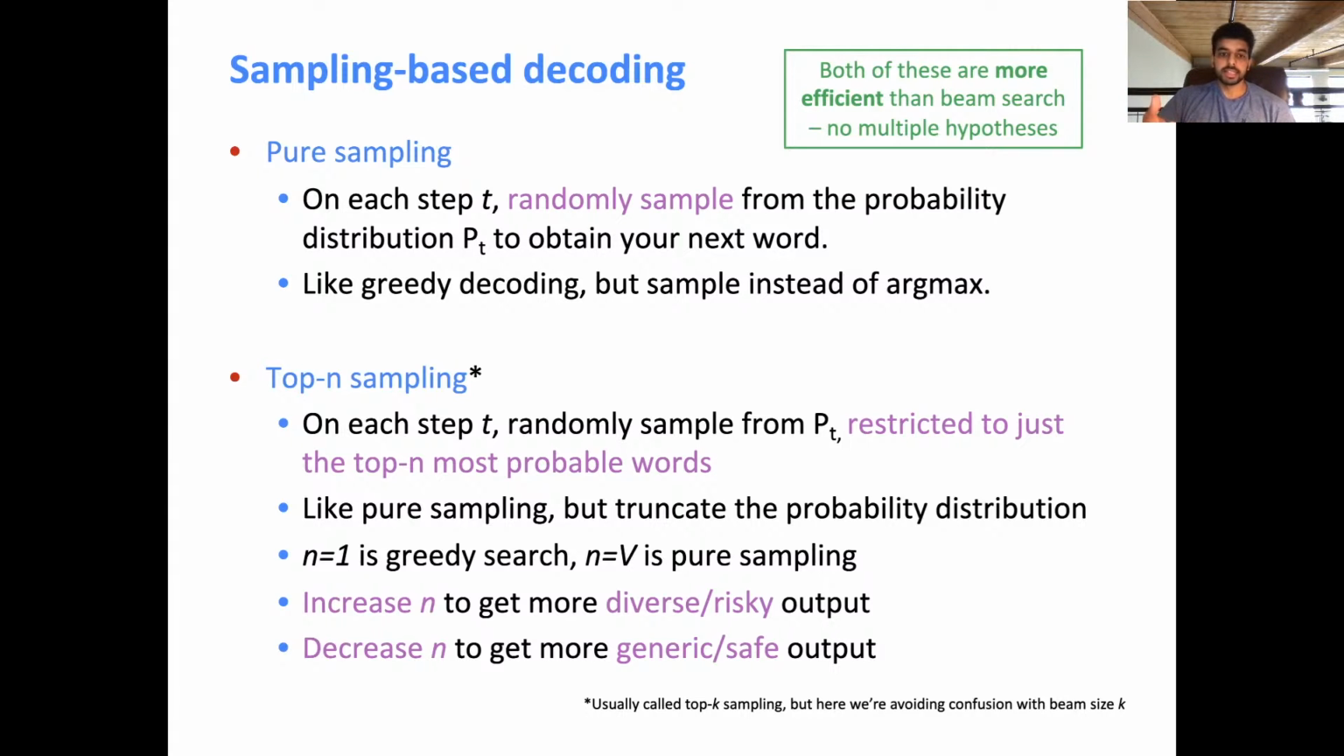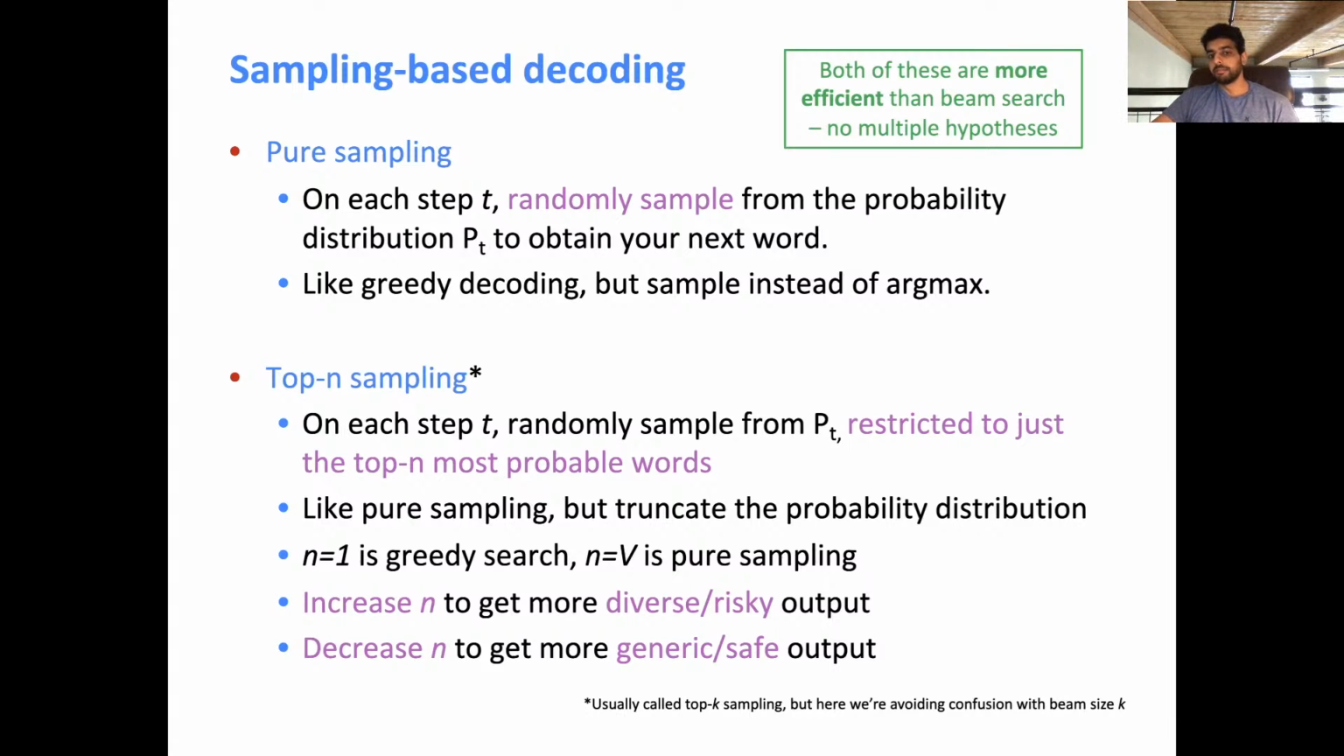So in this case, I am guaranteed to be using some of the most probable words at every time step, but I still have more freedom in what I can produce. You can imagine that if I set n to 1 here, this is equivalent to greedy search. I'm always sampling the most probable word. And if I set n to the size of the vocabulary, then this becomes the same as the pure sampling approach.